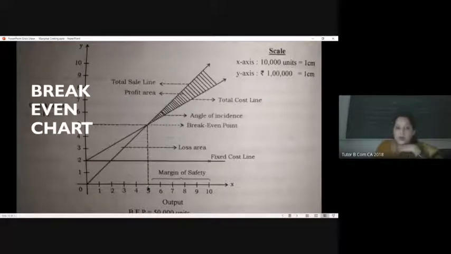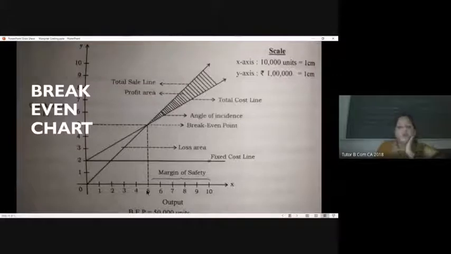Now, for margin of safety, 5 is our break-even. So we have marked 5, that is here it is 50,000 units, because on the x-axis 10,000 units is 1 centimeter. So that's why it's 5 centimeters. So 50,000 units is our break-even point. Beyond 50,000 units, if we are able to sell, then that will be our margin of safety. If I sell 55,000, then 5,000 is my margin of safety. If I'm able to sell 60,000, 10,000 is my margin of safety, because 50,000 is the break-even point.